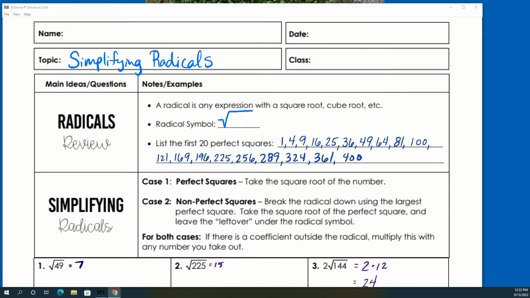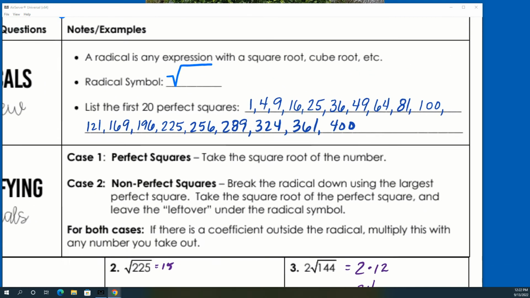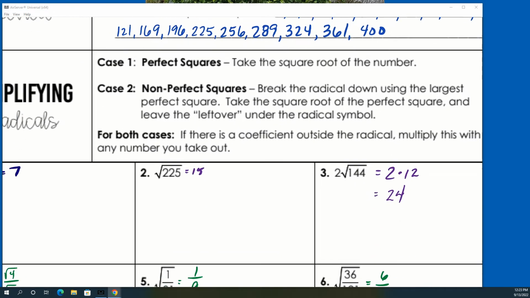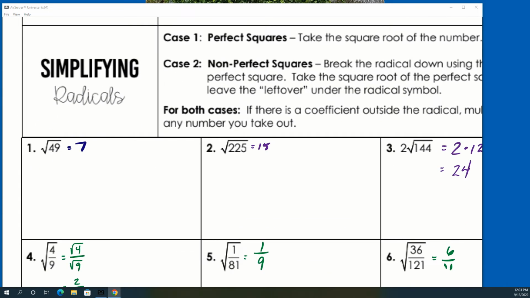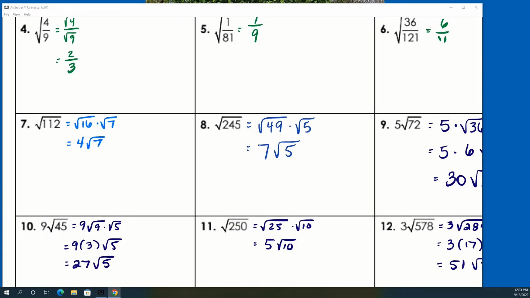Okay, so yesterday we simplified radicals. It was just if they were perfect squares, if they were in our perfect square list, then we just found the square root either in our head or in the calculator. If they weren't in the list, then we found a number in the list that divided evenly into it, preferably the biggest number, and then we broke it down and simplified it from there.